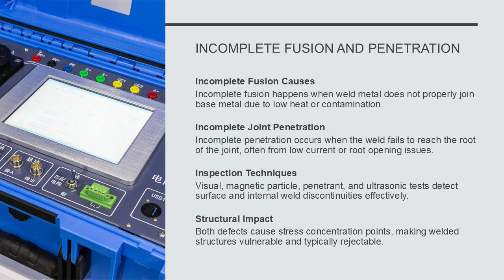Incomplete fusion occurs when weld metal fails to coalesce with base metal or between passes, often due to low heat input, improper technique, or surface contamination. Incomplete joint penetration refers to failure to penetrate the root of the joint, typically caused by inadequate root opening or low current. Both discontinuities are critical because they create stress concentration points. Inspection involves VT, magnetic particle or penetrant testing for surface indications, and ultrasonic testing for internal planar defects. These conditions are usually rejectable in structural applications.